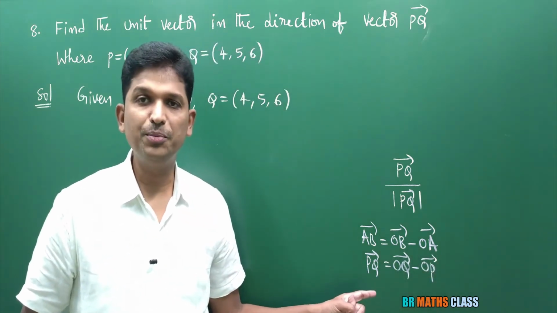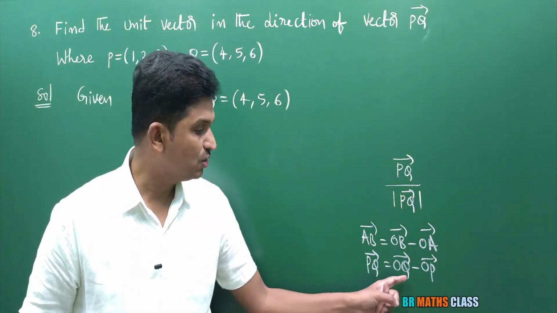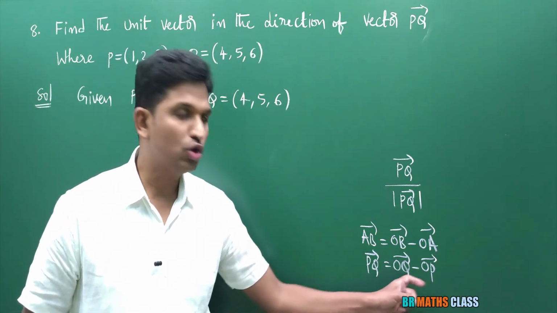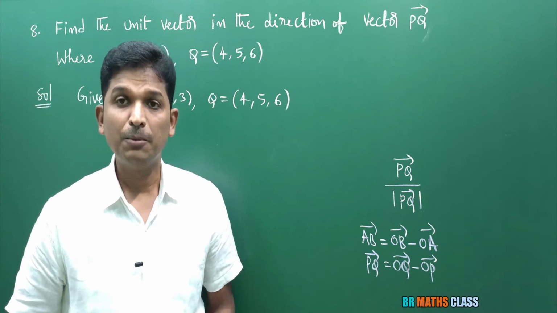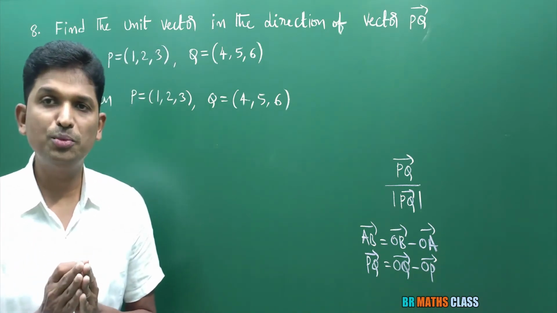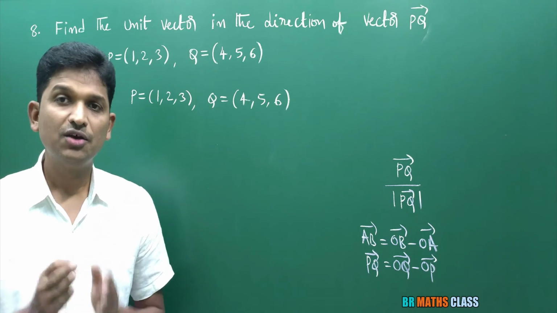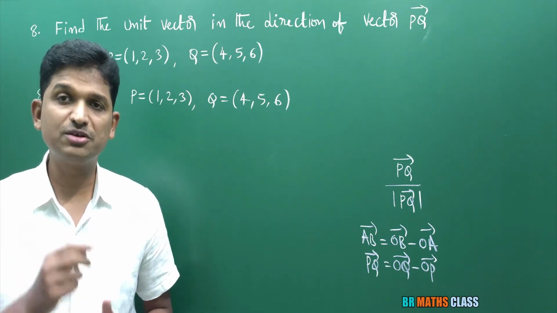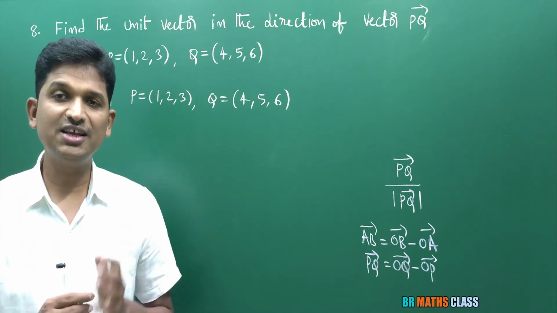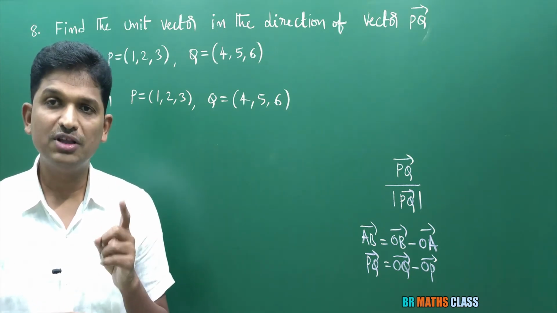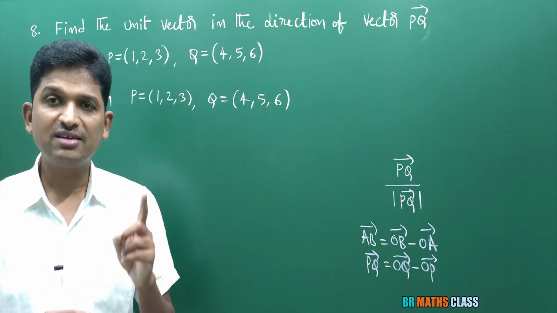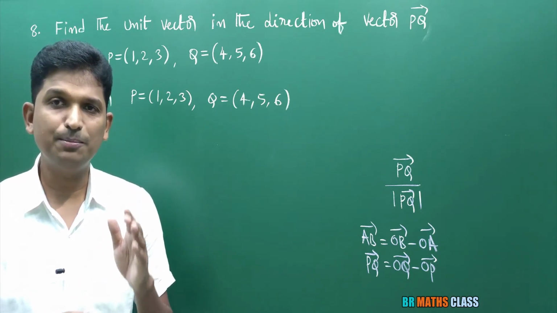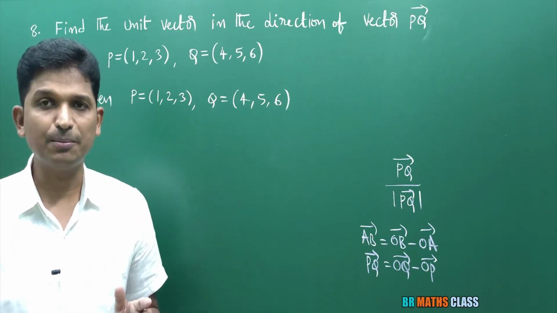So what is the formula for PQ bar? The formula for PQ bar is OQ bar minus OP bar. To calculate PQ bar, if you know OQ bar and OP bar, it is enough. But in the question, OP bar and OQ bar are not given. But we know that every point can be expressed in terms of its position vector. While learning the theory part, you learned this point: if the point P equals x comma y comma z, then OP bar can be written as x i cap plus y j cap plus z k cap.